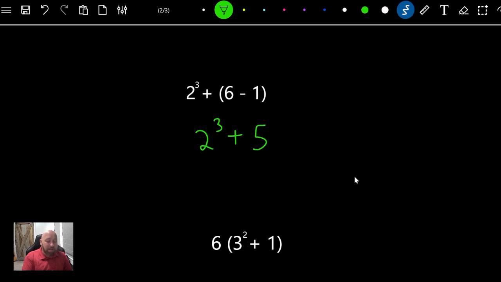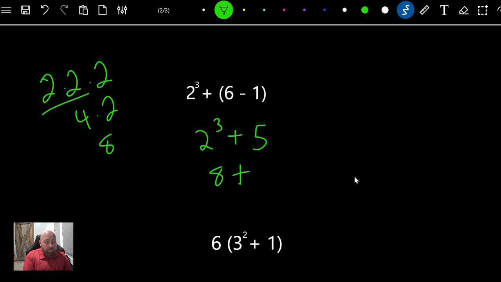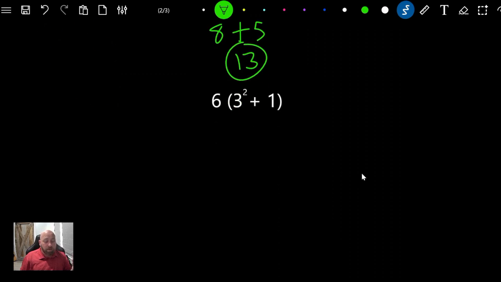Now, I can leave that in a parenthesis if you want, but I don't have to because there is a sign here, so it'll be fine if I don't put that in a parenthesis. And now I'm going to do exponents next, so I would do 2 cubed. What is 2 cubed? 2 times 2 times 2. 2 times 2 is 4 times 2 is 8. So now I would have 8 plus 5. Just add that up, and I would get 13 as my answer there. Okay? Just follow your order of operation.